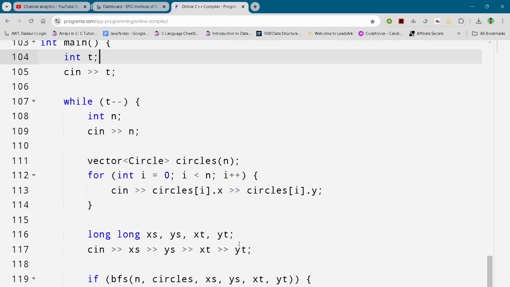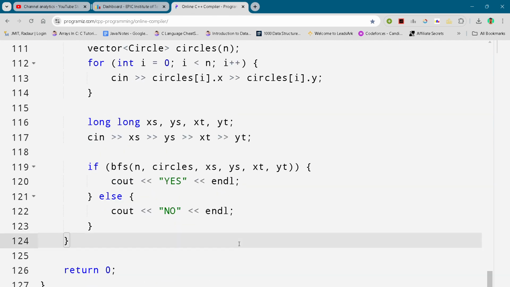And here we are, as I think, yeah, this is the complete solution of this problem.